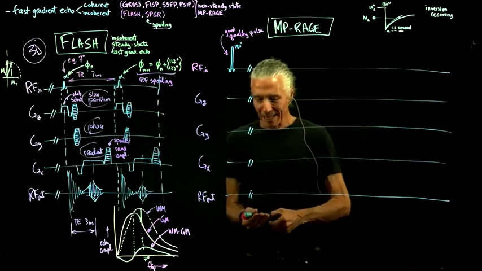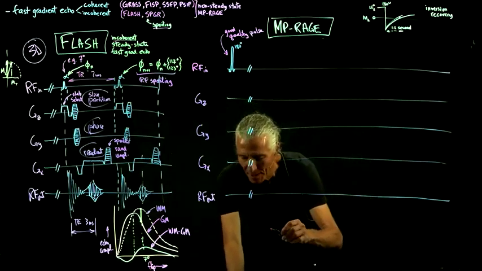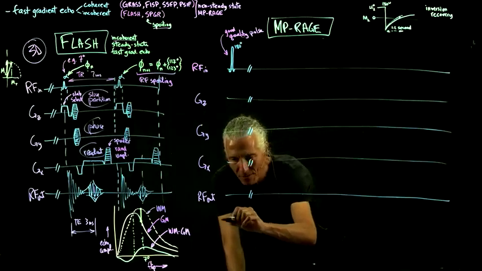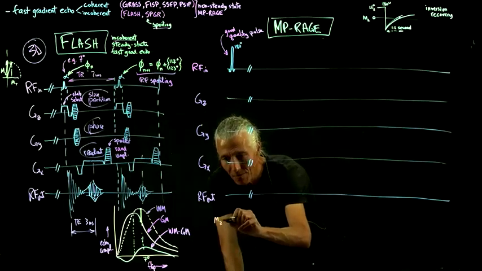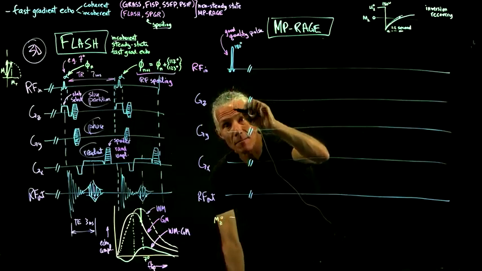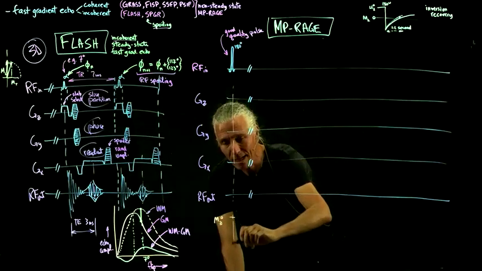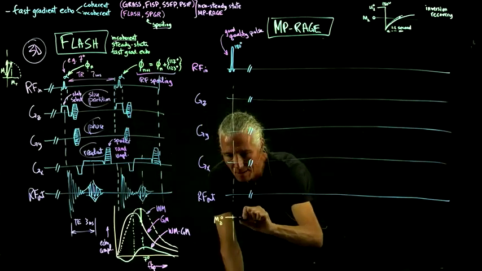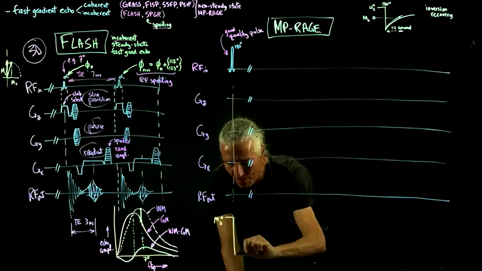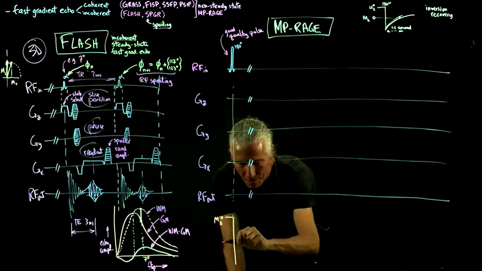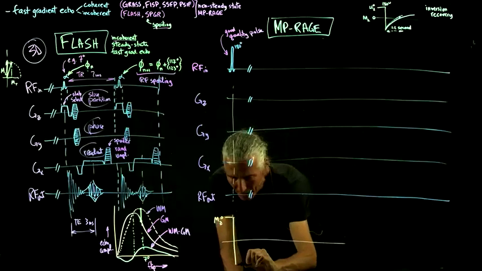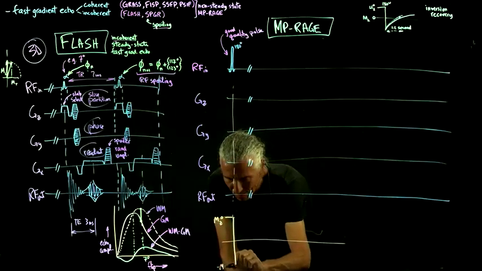And then here's the non-steady state part. What happens is we start off at MZ0, and when the 180 hits, we go down to minus MZ0.